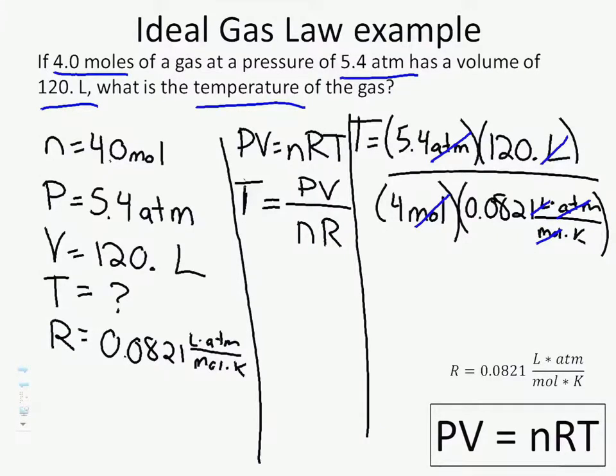Okay? That leaves me with units. I've got 1 over Kelvin for units. That is the same thing as Kelvin because 1 over something makes the denominator and the numerator switch positions. So that leaves me with Kelvin as my units, which is what I want because I'm looking for a temperature.